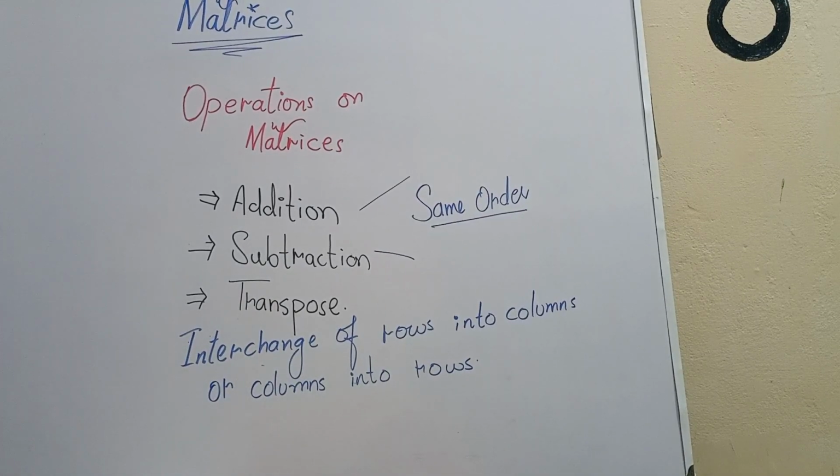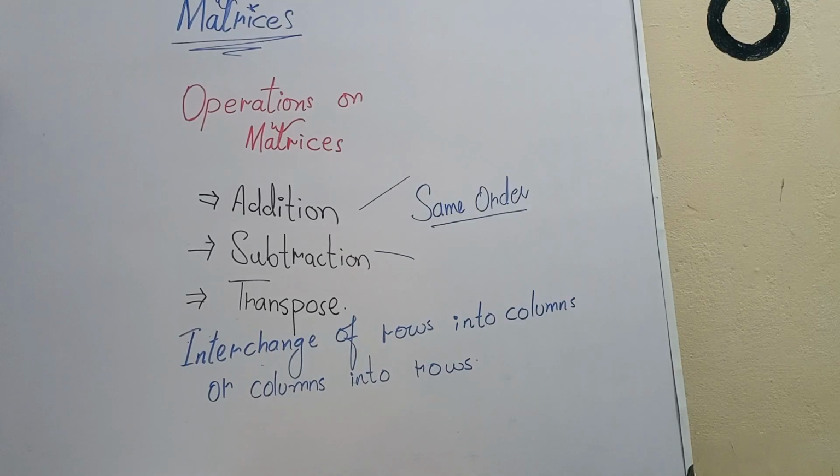So now moving toward the transpose of a matrix. Transpose is interchange of rows into columns or columns into rows. You have to apply one operation. Either you have to change the rows into columns, or you can change the columns into rows. It's up to you. So let's take a random example.